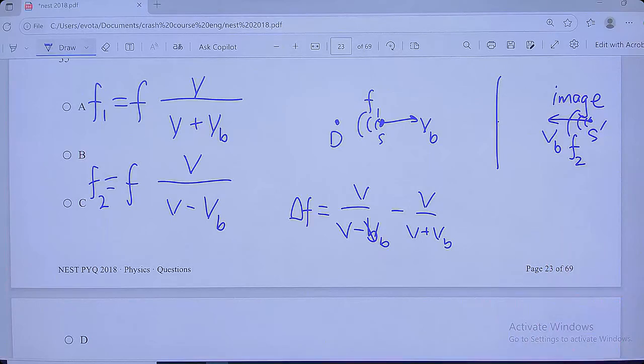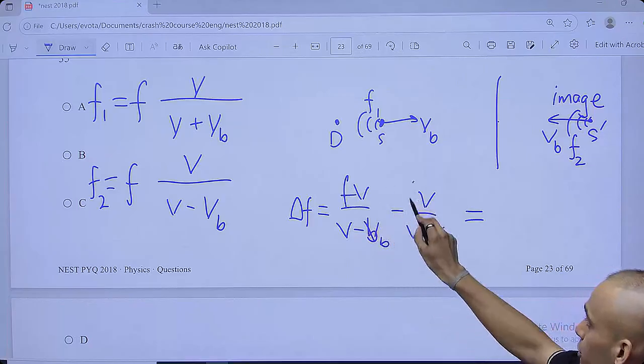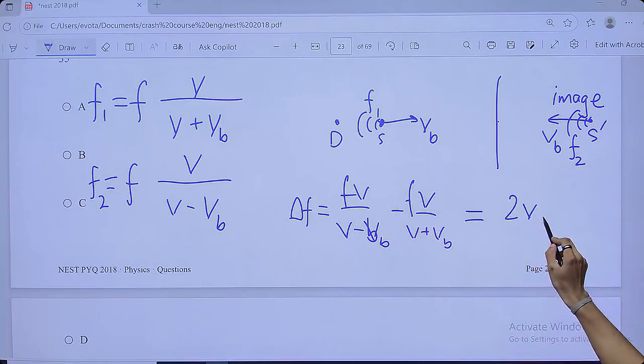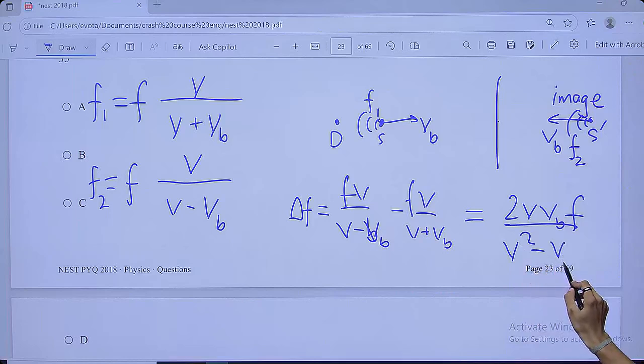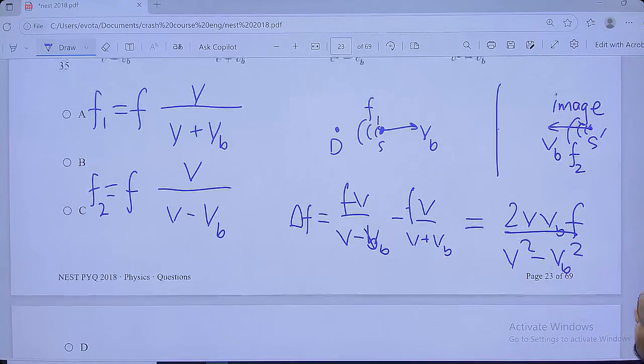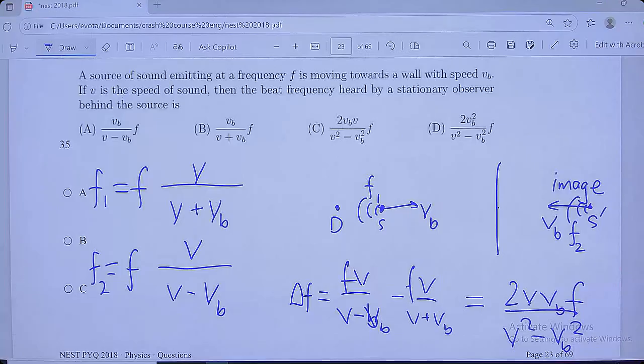If you cross multiply, you get v square plus vb minus of v square plus vb. So v square and v square get cancelled and vb gets added up. Sorry, there is an f also. So twice of v into vbf upon a plus b, a minus b, we can write it as v square minus vb the whole square. Whichever option matches has to be the correct option. Yes, option C we can see is clearly matching.